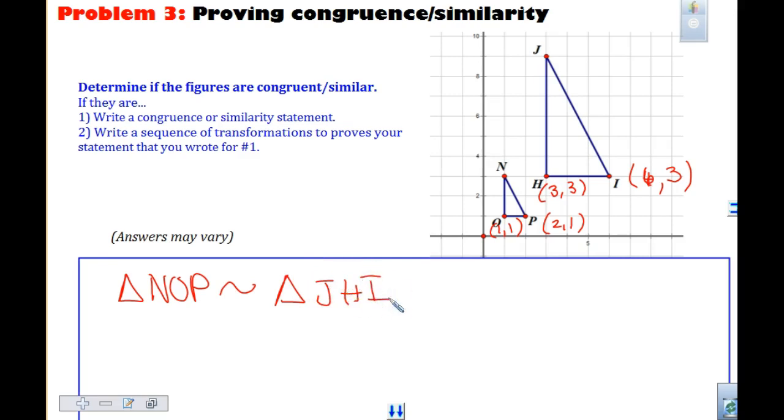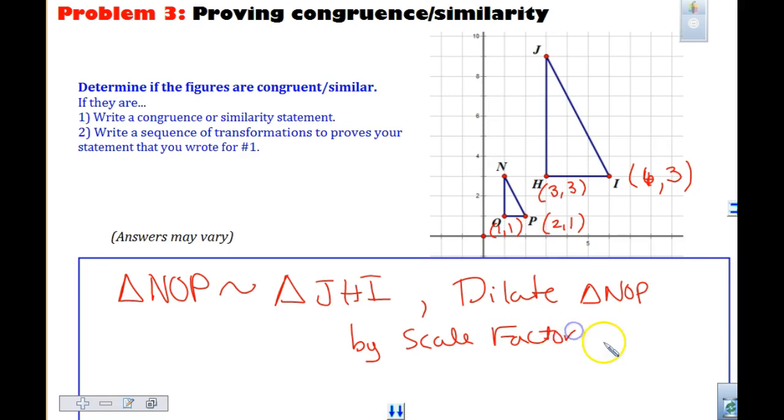So if I'm looking at that one, how much bigger? 3 times bigger, right? Yeah. So if we are looking at that, just by looking at that point, 1, 1 to 3, 3, 2, 1 to 6, 3. So we are going to say they are similar, and we are going to use a dilation. We're going to dilate triangle NOP by a scale factor of 3. Does it get on top of it? And a lot of times for that scale factor, that's when they put K equals 3.